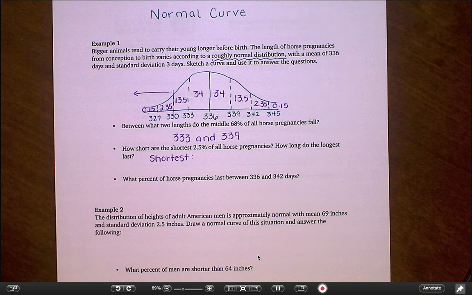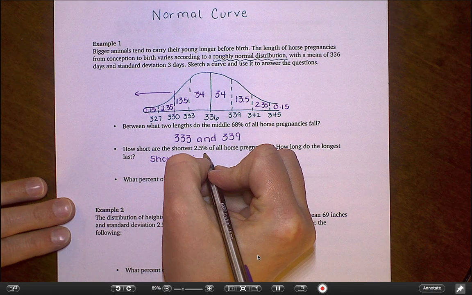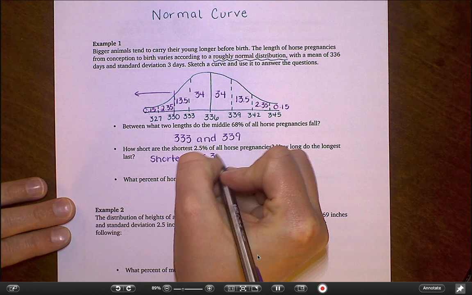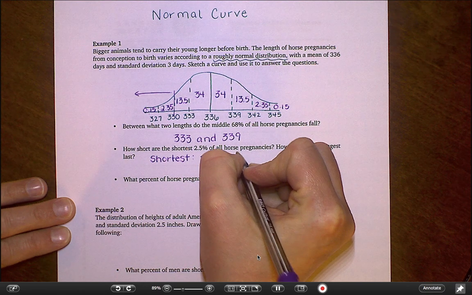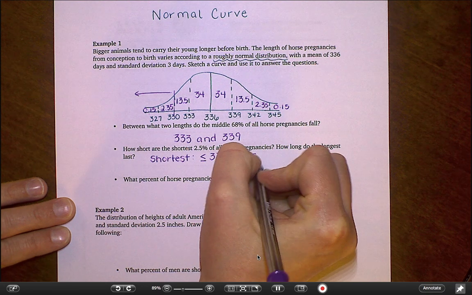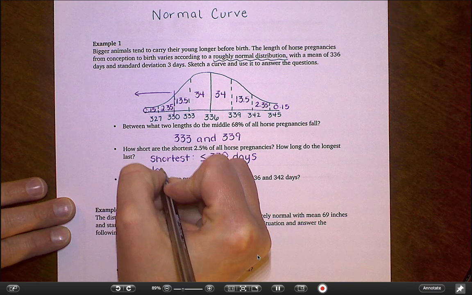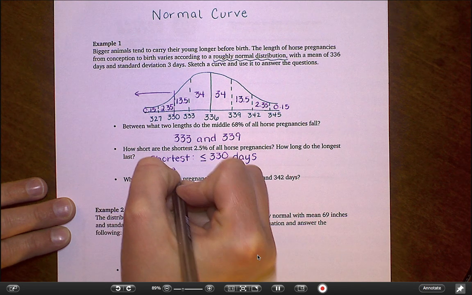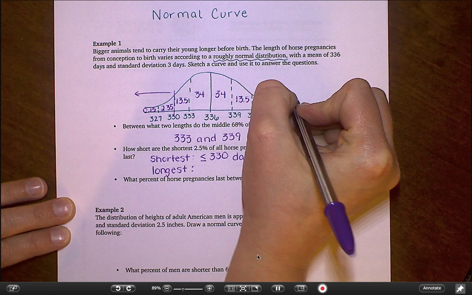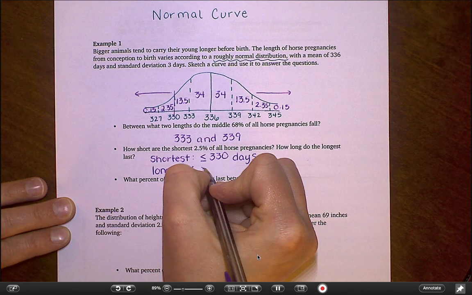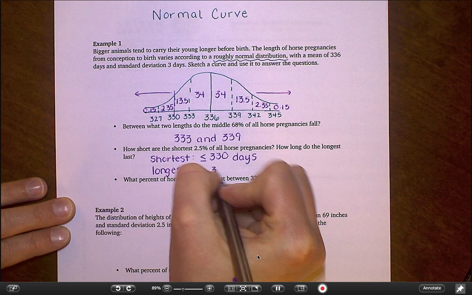You do want to make sure that you're representing this correctly. We don't want to just say 330 because 329 we also want to include, right? So we have to say somehow that it's everything less than 330 days. Technically, I guess it should be less than or equal to 330 days. The longest would just be the same thing on the other side. That would be these 2 sections here. And so everything greater than or equal to 342 days.